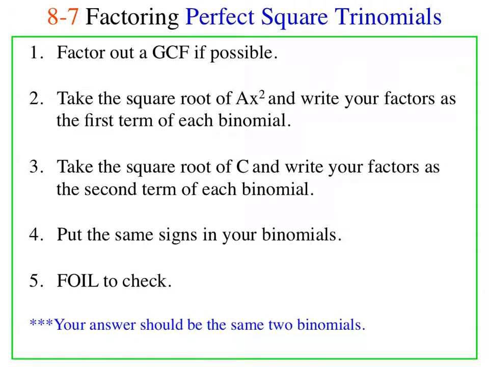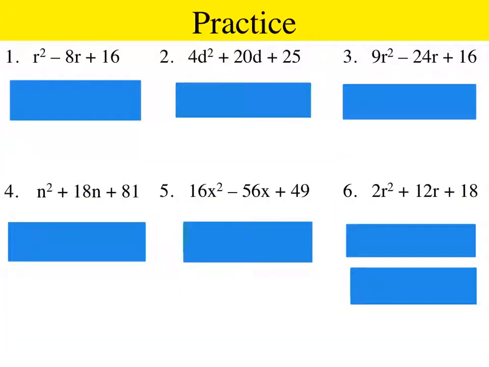Your steps, again, are GCF, take the square root of ax squared, take the square root of c, and then you put the same signs that the b term had in your two binomials and you FOIL to check. And this is the one where your two factors are exactly the same, so you definitely want to just make sure it works for that middle term, and if it does, then you write your factors out and you're good to go. So just practicing some perfect square trinomials.